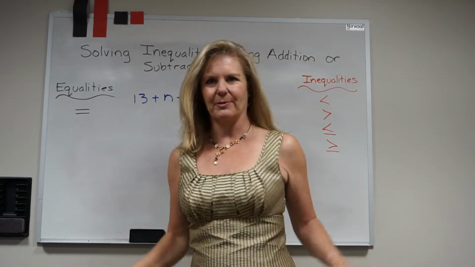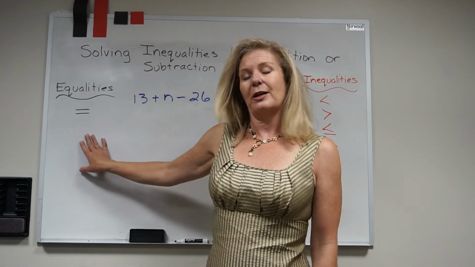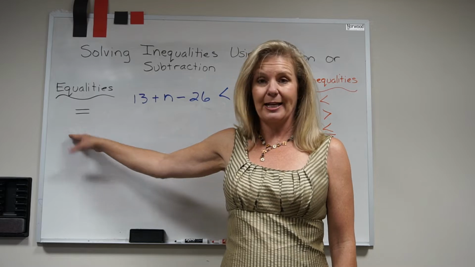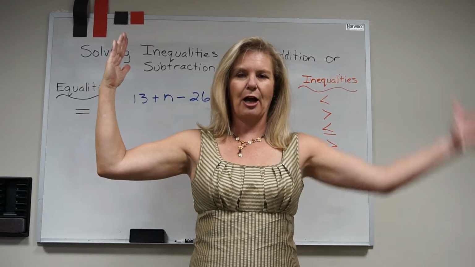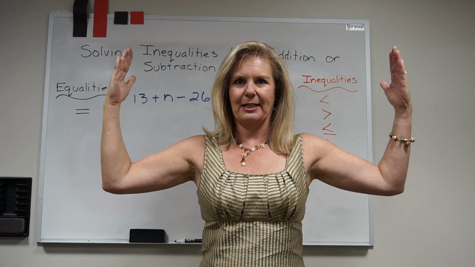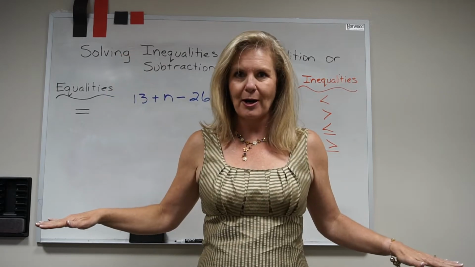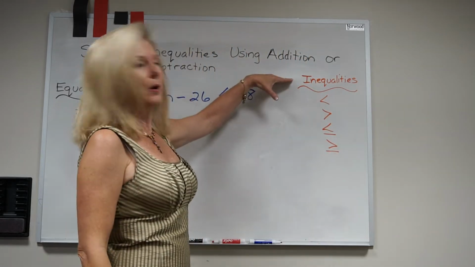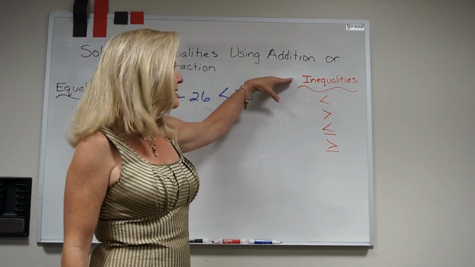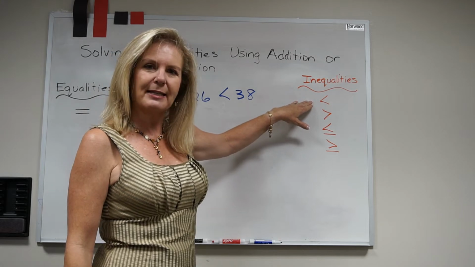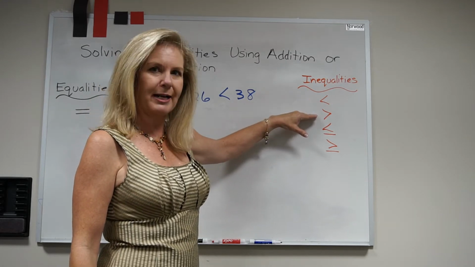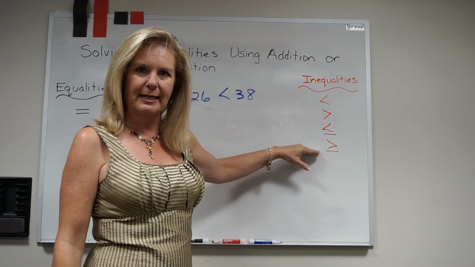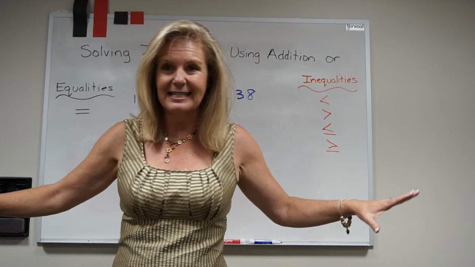Now, let's go back to what we've been doing. We have only been working with what is called equalities. That's where we have an equal sign in an equation, and this side of the equation always stays equal to this side of the equation. But not all math problems are equalities. We also have something called inequalities. Inequalities just means that we're replacing the equal sign with a less than, a greater than, a less than or equal to, or a greater than or equal to sign. But everything else stays the same.